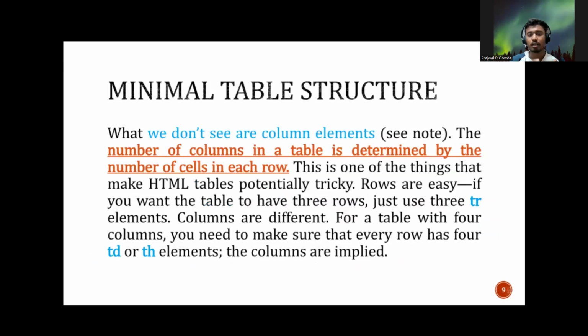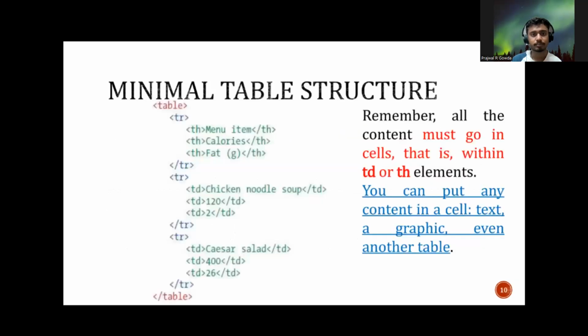What we don't see are column elements. The number of columns in our table is determined by the number of cells in each row. This is one of the things that make HTML tables potentially tricky. Rows are easy. If you want the table to have 3 rows, you just use 3 TR table row elements. Columns are different. For a table with 4 columns, you need to make sure that every row has 4 TD or TH elements.